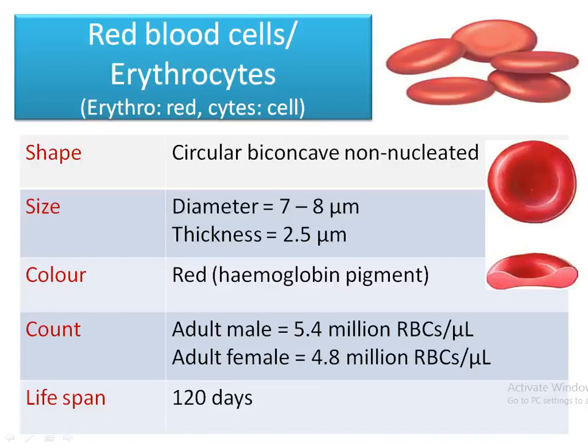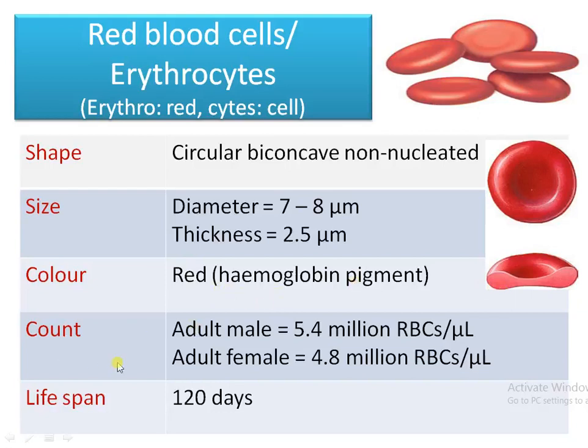Then comes RBCs, which are also known as erythrocytes. Erythro means red, cytes means cell, or red cells. As you can see, they are circular and biconcave, and they are non-nucleated in nature. Non-nucleated means the nucleus is absent in RBCs. Their size is diameter 7 to 8 and thickness 2.5. The red color of RBCs is due to the presence of hemoglobin.